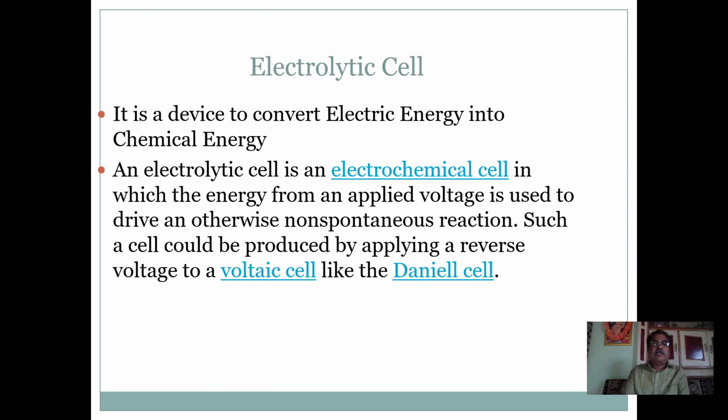Another type of cell is the electrolytic cell. It is a device to convert electrical energy into chemical energy. An electrolytic cell is an electrochemical cell in which the energy from an applied voltage is used to drive an otherwise non-spontaneous reaction. Such a cell could be produced by applying a reverse voltage to a voltaic cell like the Daniell cell.